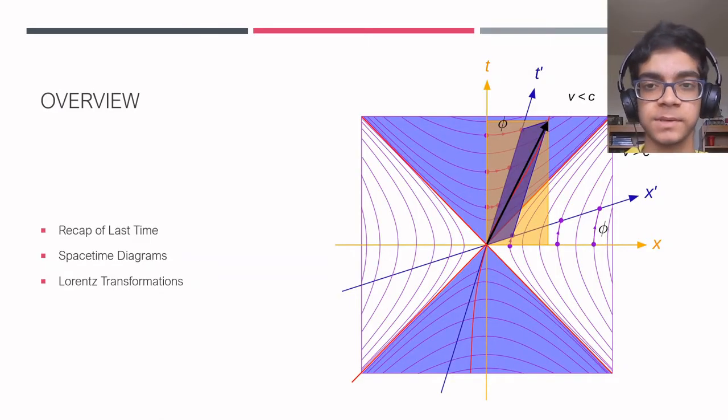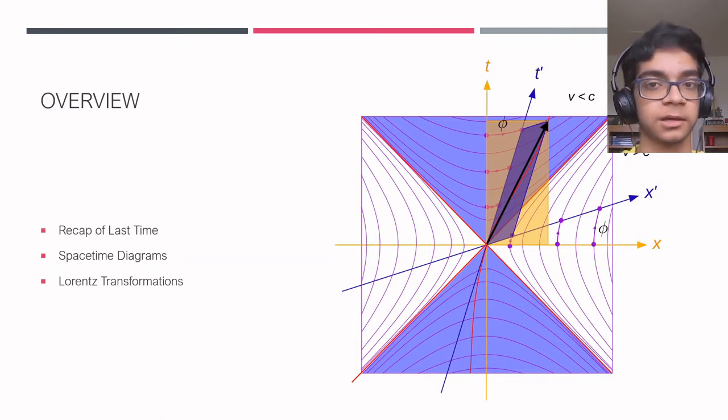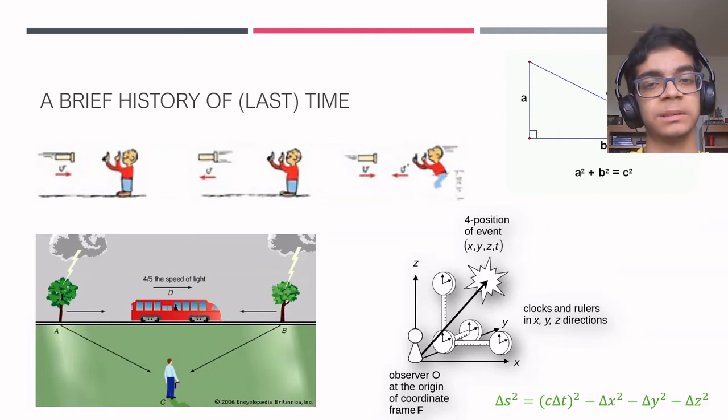Today, we're going to be going over what we did last lesson, which you can find on the IAA's YouTube page, and then we're going to launch into a discussion of space-time diagrams, like the one that you see over here, and we'll learn how to interpret these. And then we'll also discuss Lorentz transformations. So let's look at what we did last time.